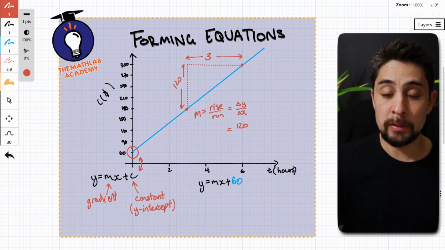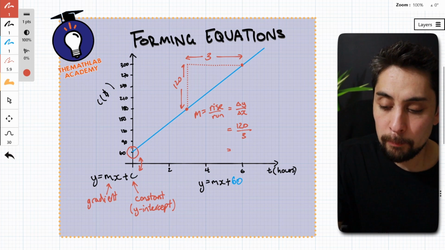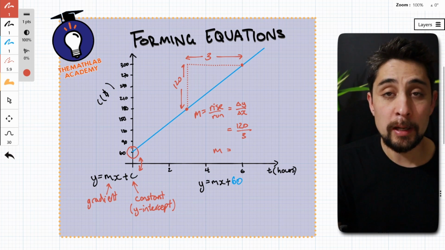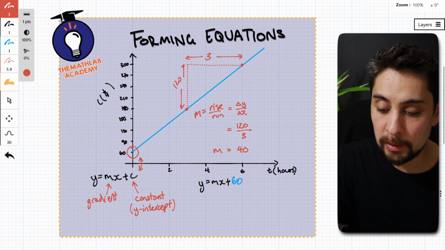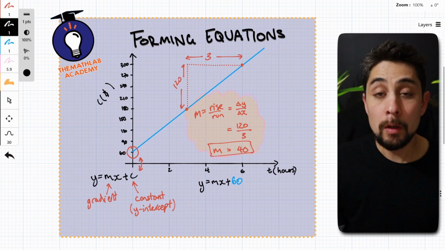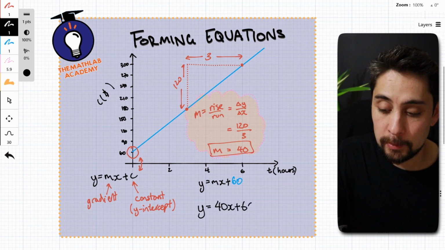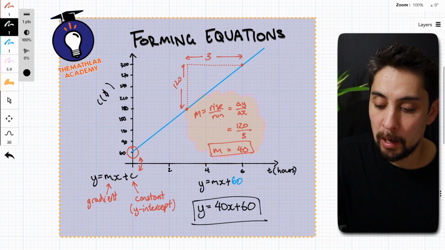So our delta y is 120 in this case, and how far across is 3. Putting that together, we get m equals 120 divided by 3, which is 40. So that is the value of m. Once we have that, we can put that into our equation, y equals 40x plus 60, and we are done.